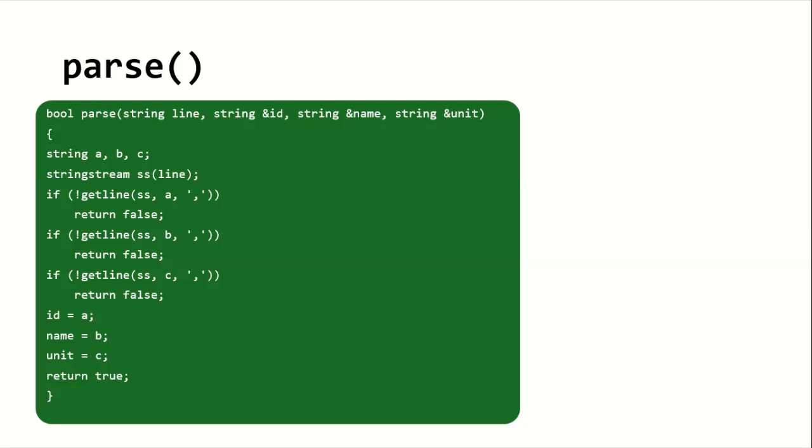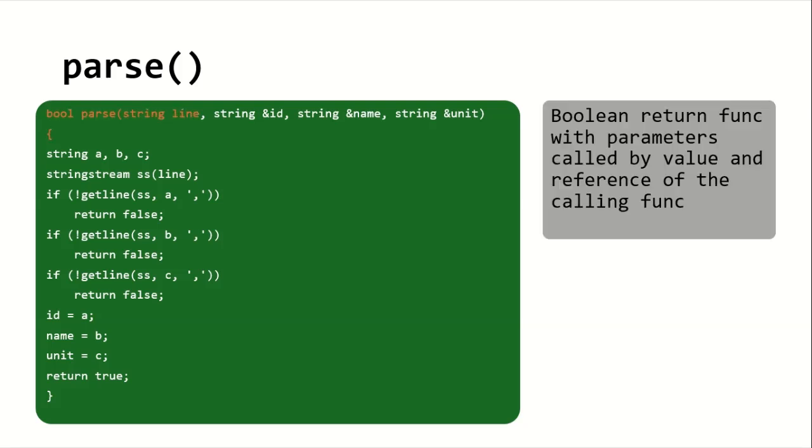Then we have to discuss the parse function, as we mentioned it in the is unique function. The parse function takes the string line, then it takes the ID, the name, and the unit by reference. So we are taking the original values and the original addresses, and we are going to edit the ID, name, and unit which were passed to us by the function. So the string ID, the name, and the unit will be function defined. They are not going to be global.